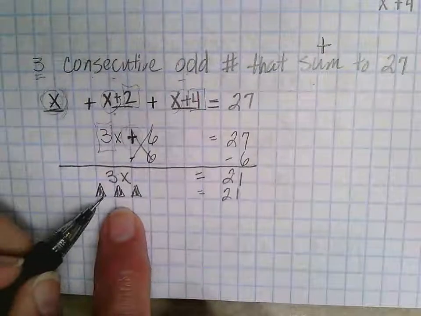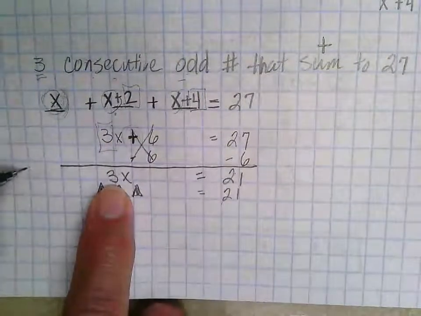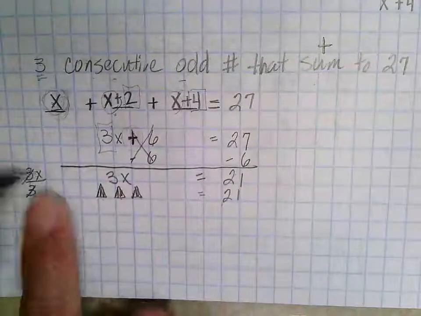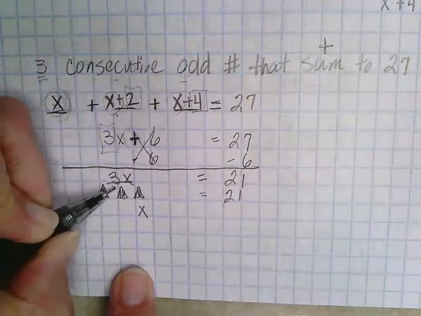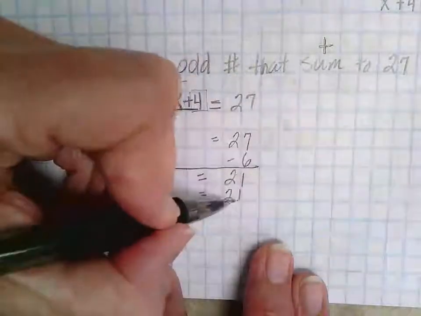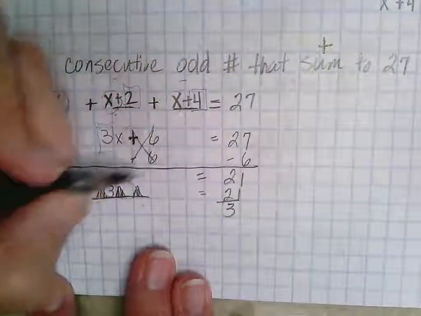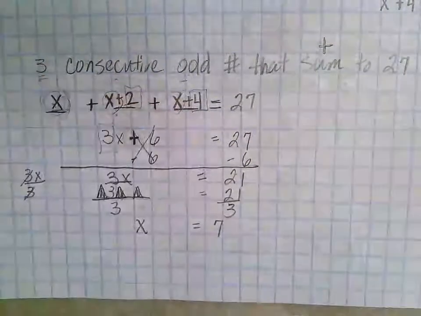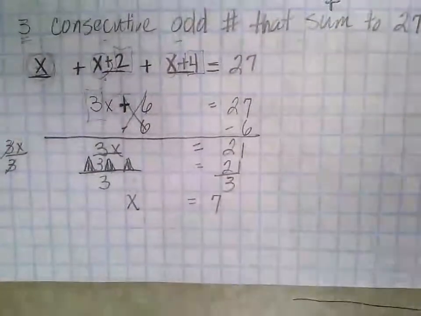So I'm asking myself, 3 times what gives me 21? That's the same thing as taking 3x and dividing it by 3 and getting down to just what one pawn would equal to, or 1x. So we're dividing each side by 3. Divided by 3, that's going to just give me x is equal to 7. So the value of my x is 7.